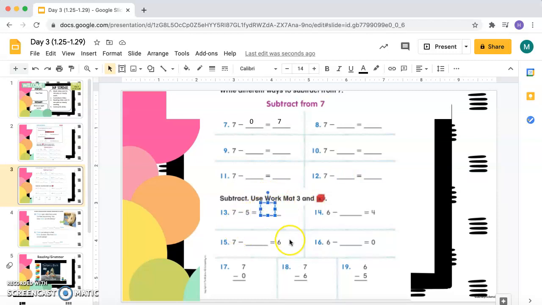So 7 minus 5, what does that equal? 7 minus blank equals 6. What will we need to take away from 7 to get 6? 6 minus blank equals 4. What will we need to take away from 6 to get 4? And 6 minus blank equals 0. What would we need to take away from 6 to get 0? 7 minus 0, 7 minus 6, and 6 minus 5.